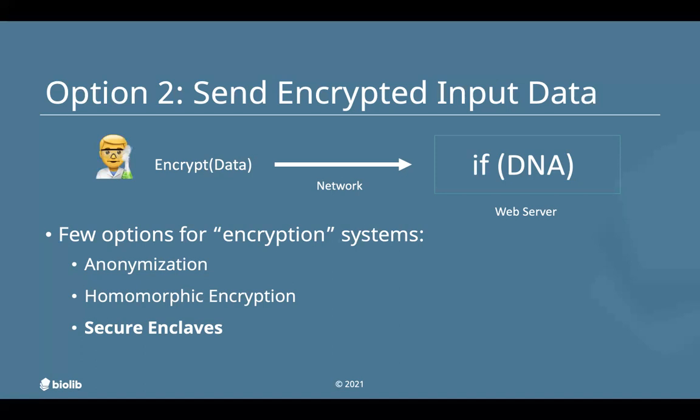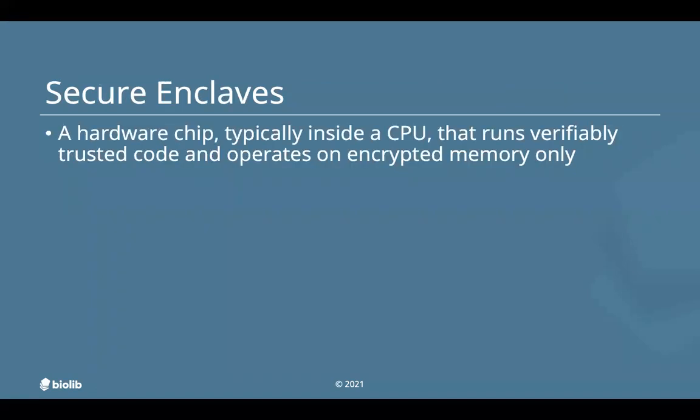The final option is something called secure enclaves. It's a relatively new technology. It's very cool. So the idea is, imagine you had a special hardware chip. Think of it as sort of a black box. Actually, this is not hypothetical. Most CPUs today, if you buy a modern CPU in the store, will have a secure enclave inside it. It's basically a special chip that can prove to its user that it's running a particular piece of code, and that it only operates on encrypted memory. These are the two properties.